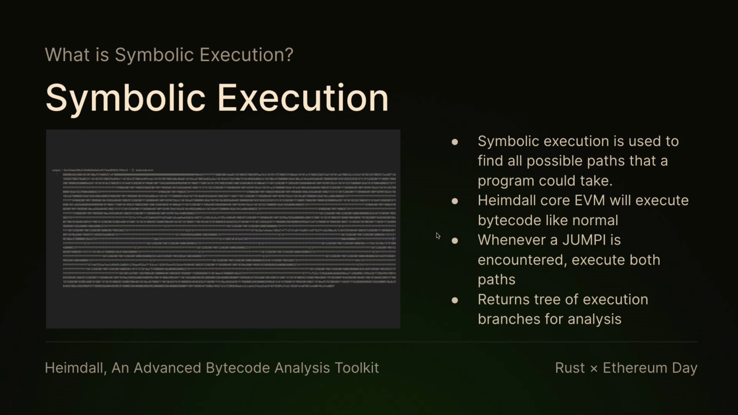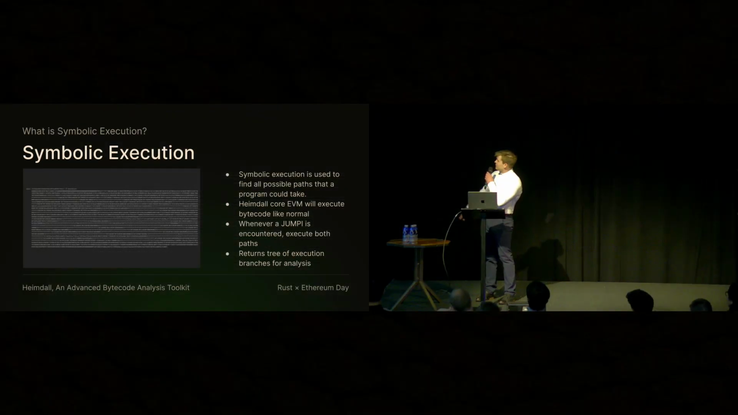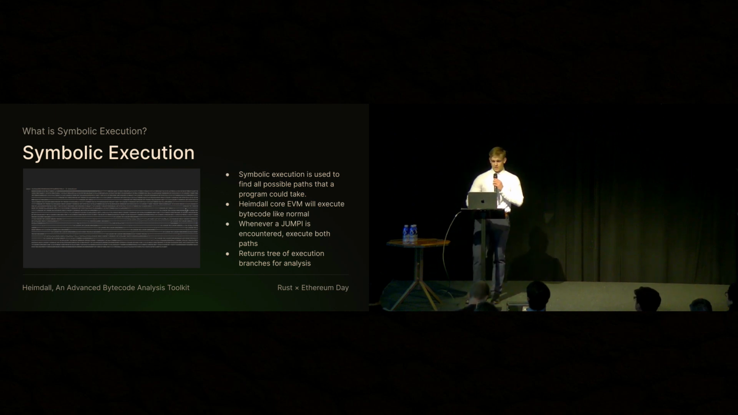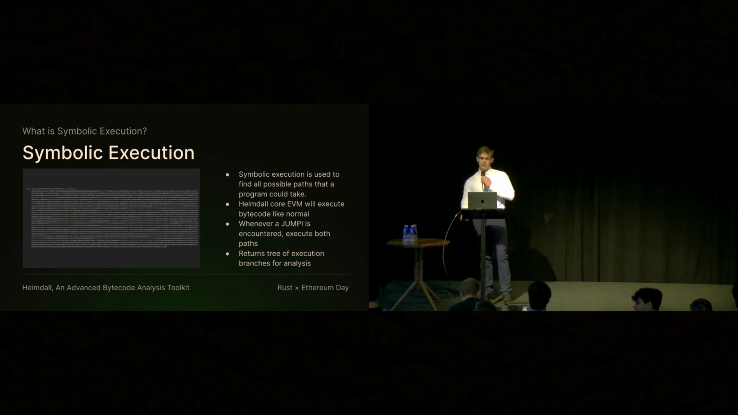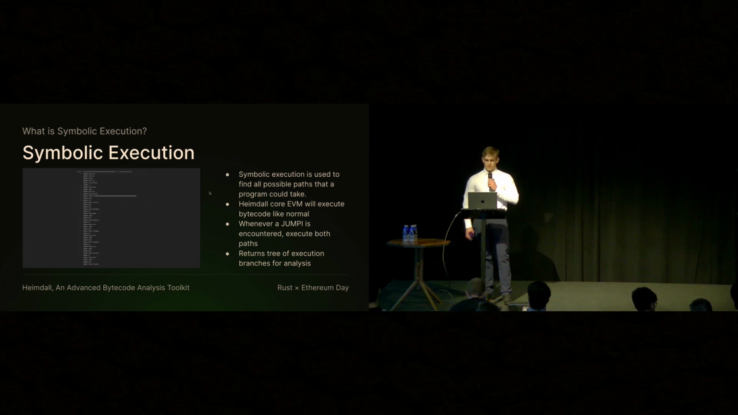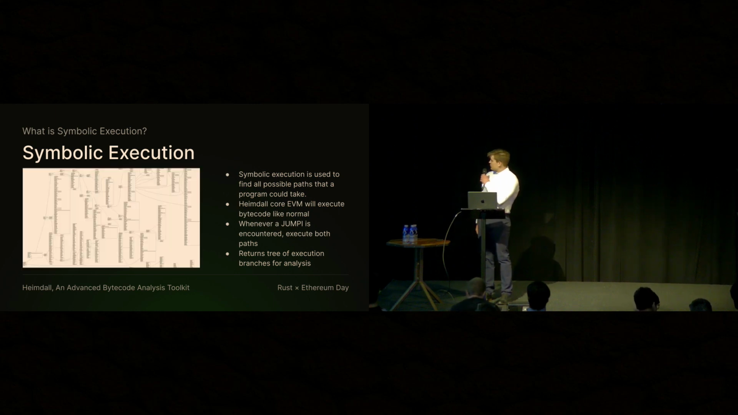But first, I'm going to talk about symbolic execution. So symbolic execution is basically a complex process of finding all the possible paths that a program can take. It's pretty blurry, but up there, that's just bytecode. And then symbolic execution will run this bytecode with some call data, and then every time it encounters a jump instruction, it will take both paths. And that allows us to trace what the actual EVM is doing.